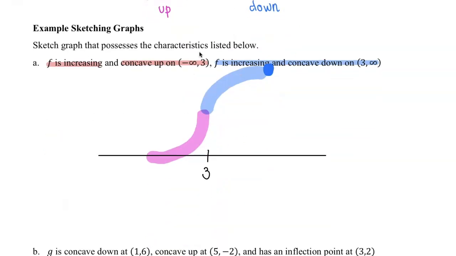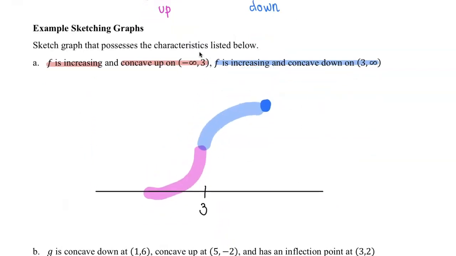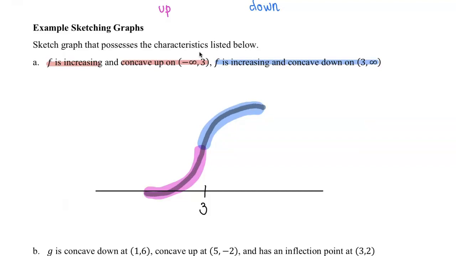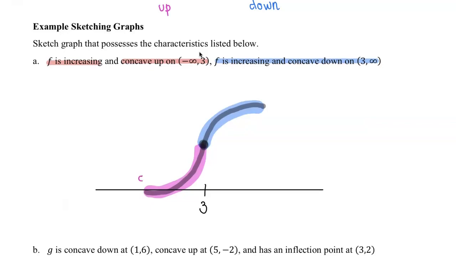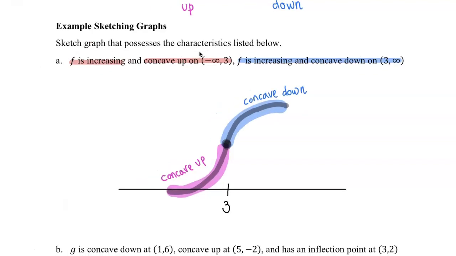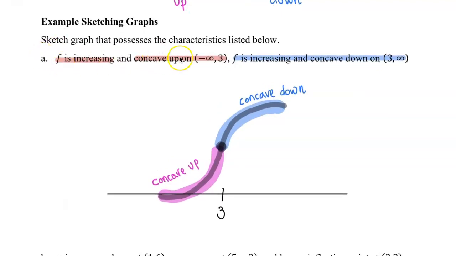So let me move this down a little bit. So this graph is increasing constantly, right? This graph is going up from left to right everywhere. But the concavity changes at 3. The pink part is definitely concave up. And this blue part is concave down. But this graph is definitely increasing everywhere like it said. So that's the graph for part A.